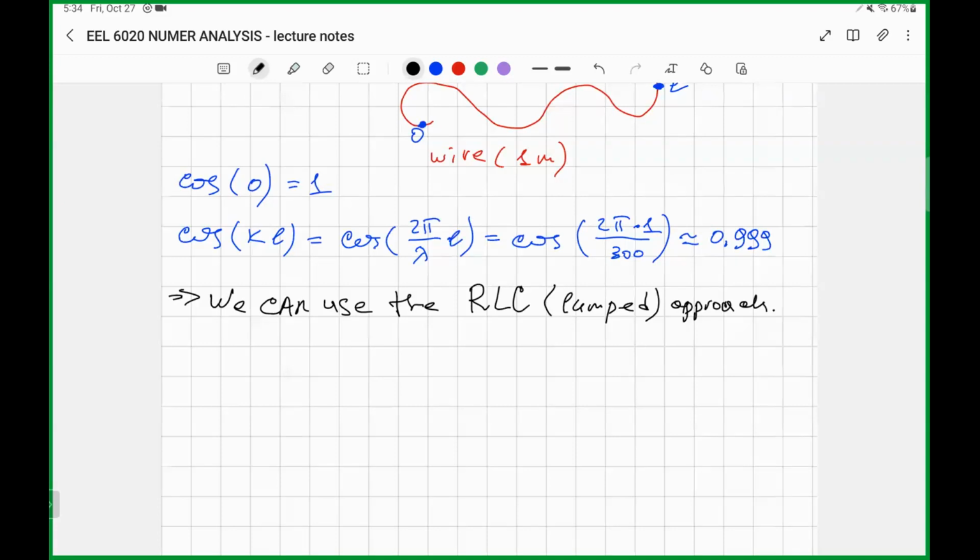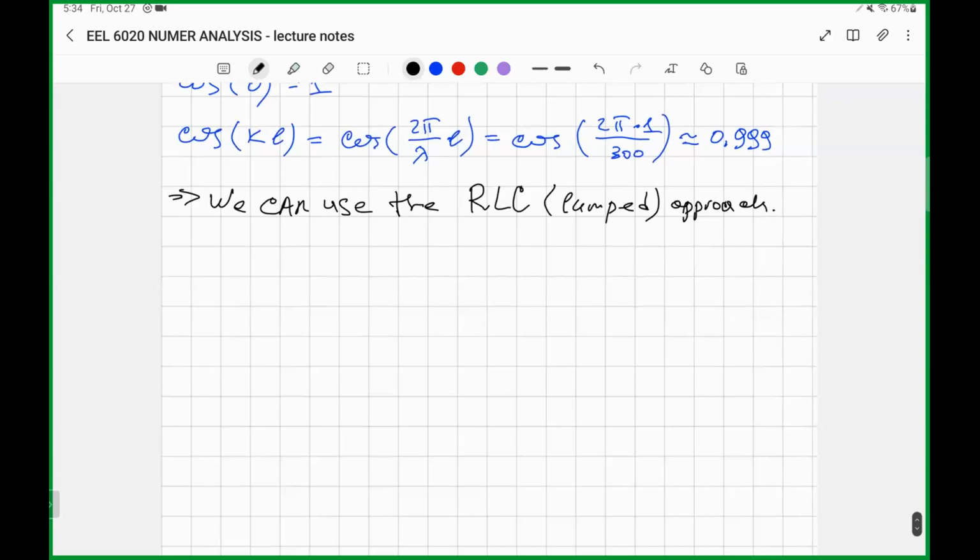But as long as we are in this quasi-steady state, low frequency regime, we can use this RLC lumped elements approach. And I suggest that we discuss the main points about this RLC approach, right? Because it is particularly useful for electrical engineers for several reasons. First, the RLC approach is the basis for electronics, for circuit design, right?